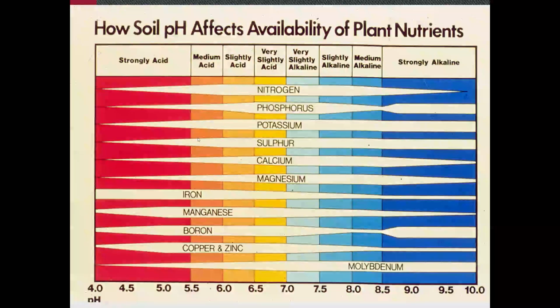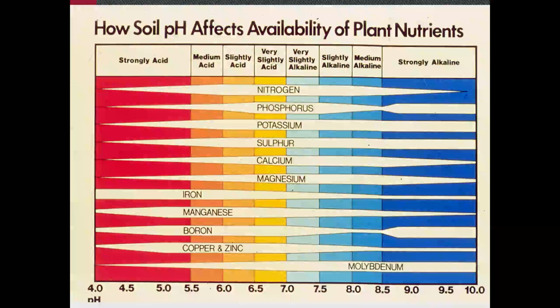So where the bar is wide, in this case for phosphorus, between pH 6.5 to about 7.5, that indicates phosphorus in the soil is relatively available at that pH. Where the bar gets narrow, availability is limited.